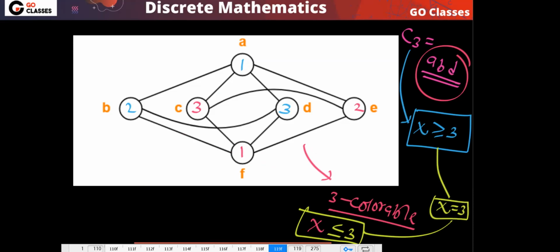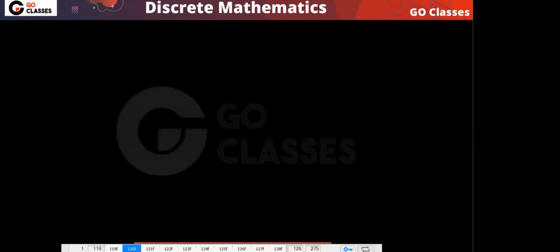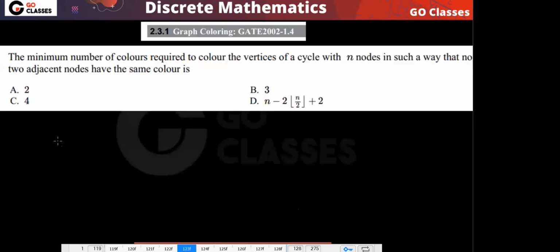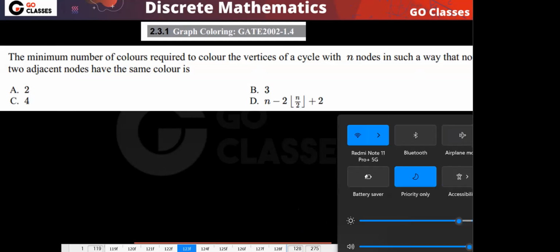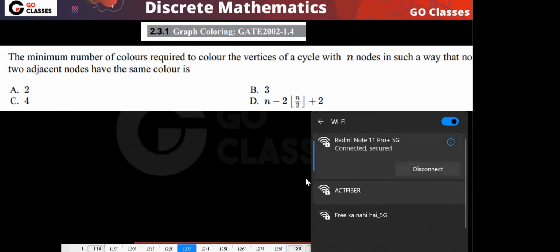I can guarantee the chromatic number is 3. Okay, is this clear to everyone? All these questions. So did you understand the chromatic number? Did you understand the concept of coloring? We have seen every variation, everything we have seen. Did you understand?